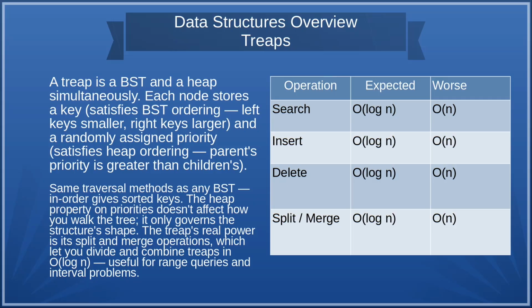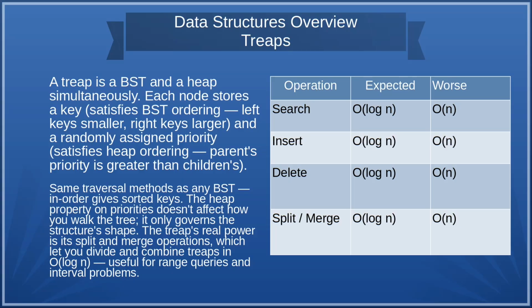The treap's real power is its split and merge operations, which allow you to divide and combine treaps in O(log n). Useful for range queries and interval problems. Search is O(log n), same as BST. You compare your target against each node's key, going left or right until you find it. The random priorities keep the tree balanced on average, so its height stays around log n.